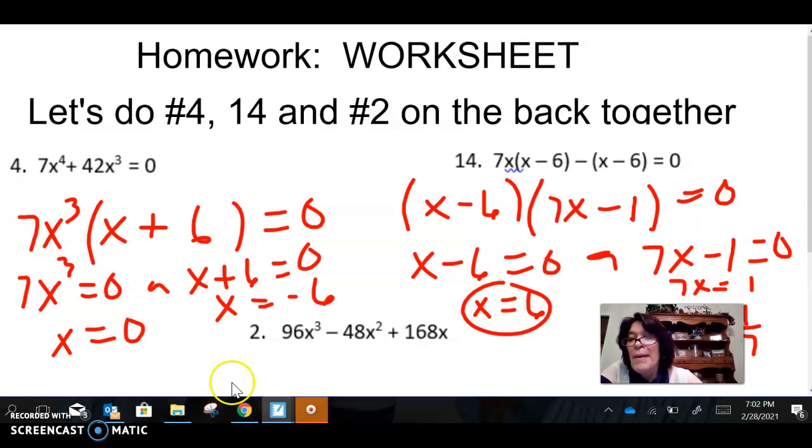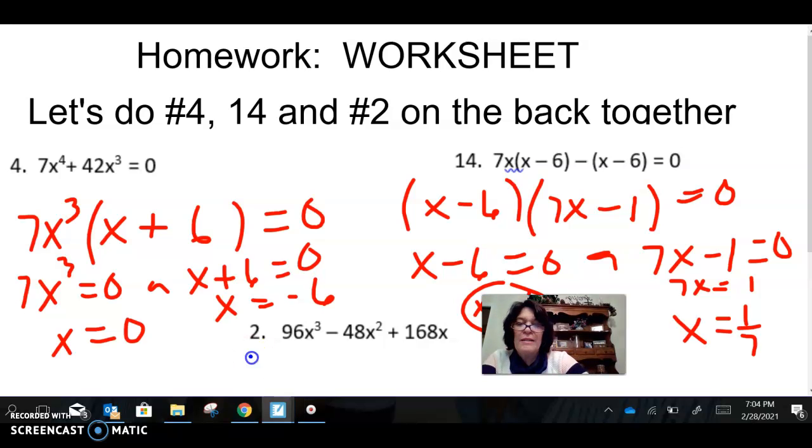Okay, and this last, on the back, they're just asking you to factor. They're not asking you to solve the equation, just factor. Okay, running out of time here, guys. So 24 is the common factor, 24x. If I take 24x out of 96x cubed, I'm left with 4x squared. 24x out of 48x squared is 2x. And 24 out of 168 is 7. And we don't have to solve it. We just stop there for those.